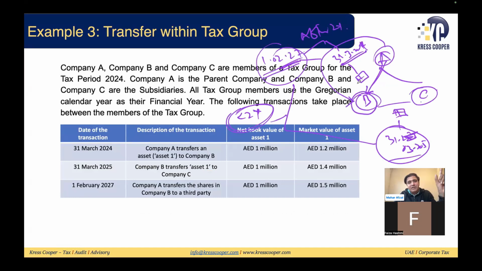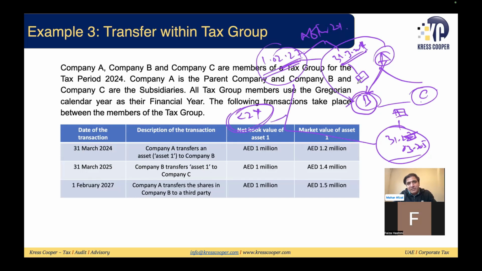We have already discussed that intra-group transfer of assets will not be subject to corporate tax. Intra-group transfer of assets will be eliminated. The condition is that the asset has not been further sold out of the group within 2 years from the date of transfer, or the transferor or transferee are not leaving the tax group within 2 years from the date of the transfer.